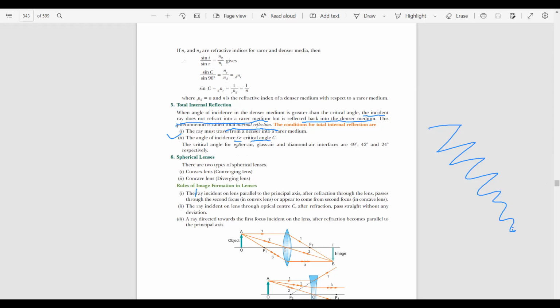So the critical angles for water-air, glass-air, diamond-air are 49, 42, 24. These are some standard critical angles for the standard things: diamond, glass, and water. For water, it's 49. For glass, it's 42. For diamond, it's 24. Standard values.